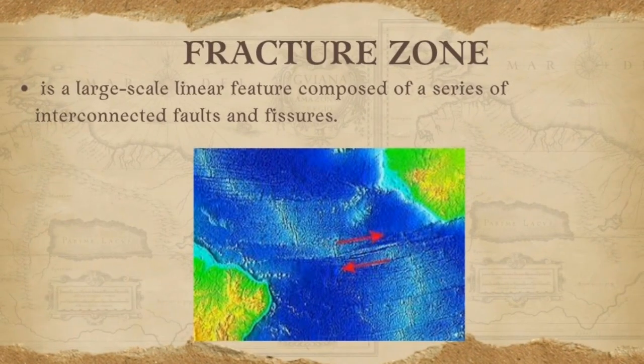And lastly, we have the fracture zone. The fracture zone is a large scale linear feature composed of a series of interconnected faults and fissures. Fracture zones are often found in oceanic crust and mark the boundaries between different segments of oceanic plates. Fracture zones are common features in the geology of oceanic basins.